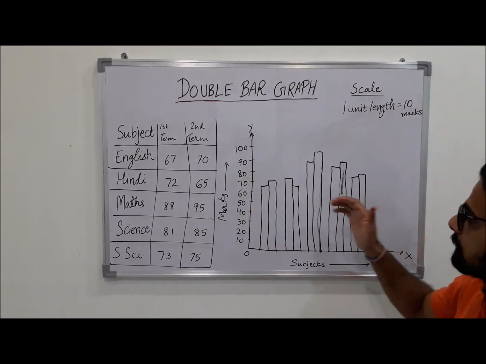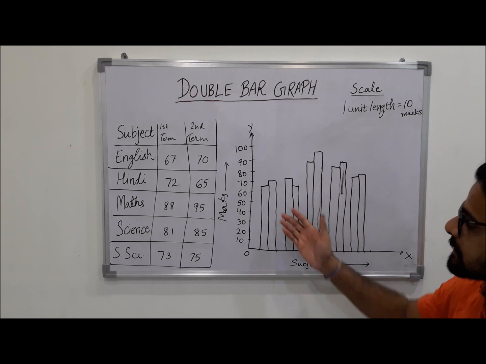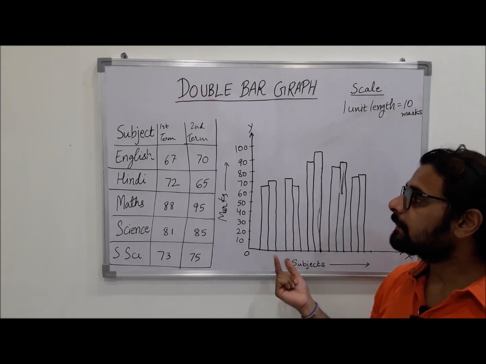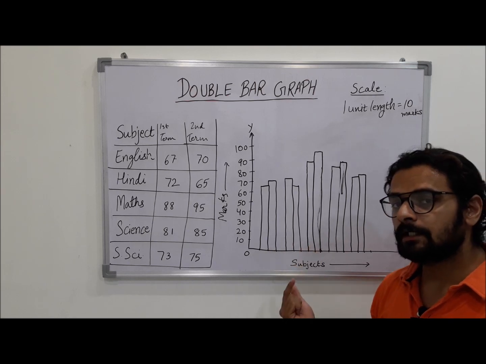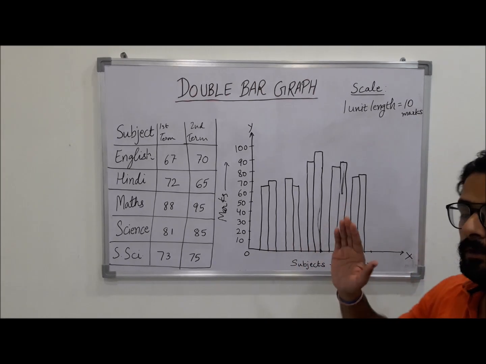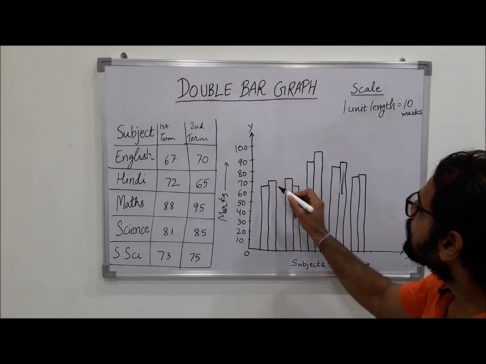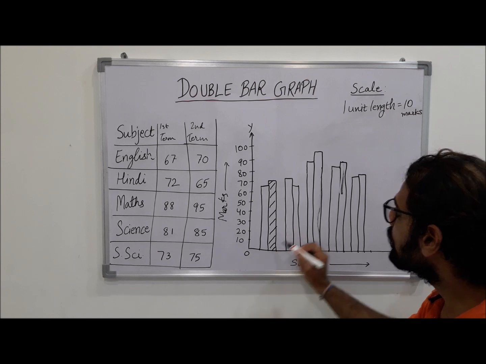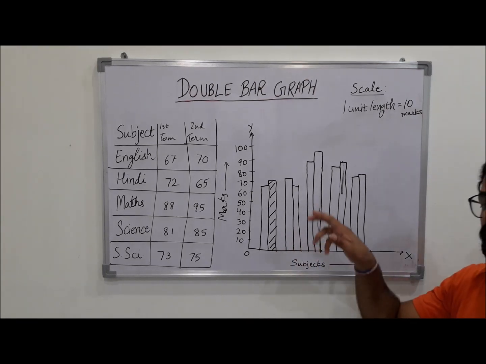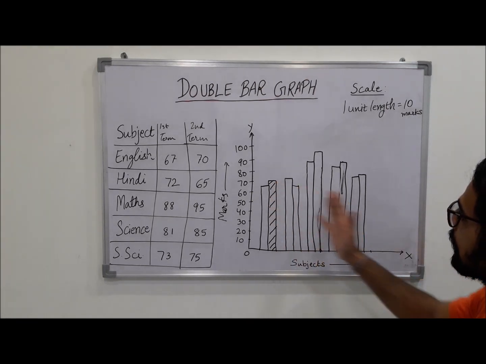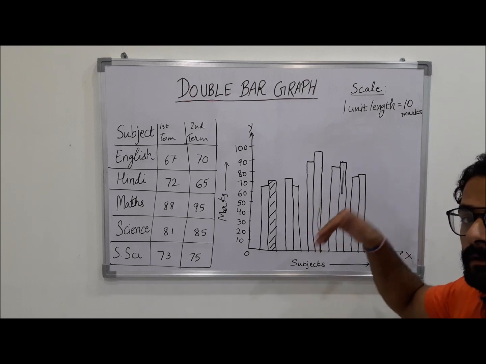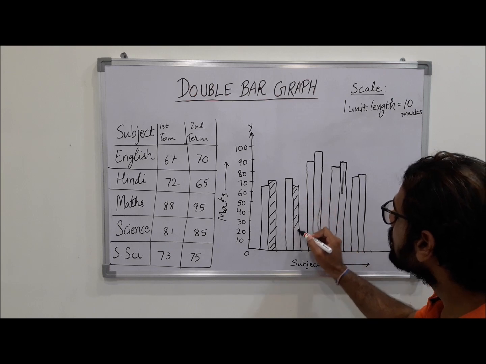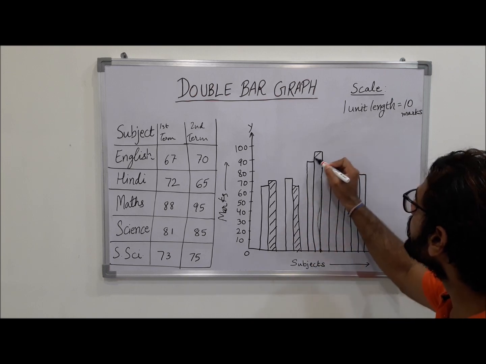Now the two consecutive bars for each subject are telling me about the first term and second term marks. So they should be represented using some different marks. What I am doing here, I am shading the second bar among all these bars. I am shading the second bar, that is the bar for the second term for each subject.